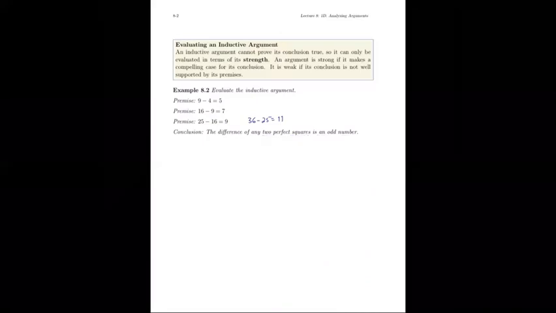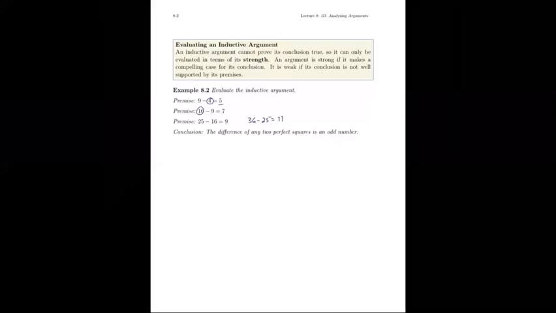Well, it turns out if we look at 16 and 4, the only reason that all of these perfect squares had a difference that was an odd number was because they were consecutive perfect squares. 4 to 9, 9 to 16, 16 to 25 are all from one perfect square to the next. But it doesn't say any two consecutive perfect squares. It just says any two perfect squares.